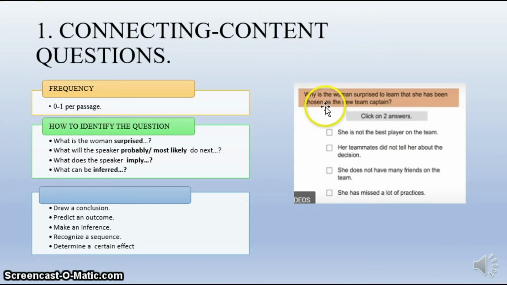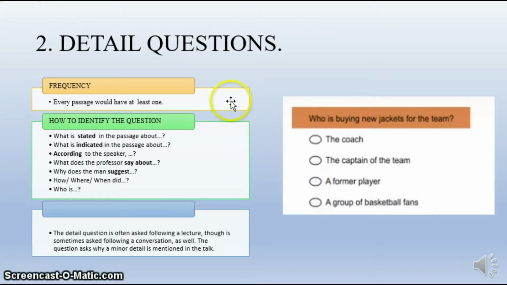For example, why is the woman surprised to learn that she has been chosen as the new theme captain? The detailed question. And here also you can see some keywords that will help you to identify this type of question. You will find on the test maybe one detailed question per passage. And the keywords are stated, indicated, according to, said about, suggest, or how, where, when did, or who is, as in the example it is shown.